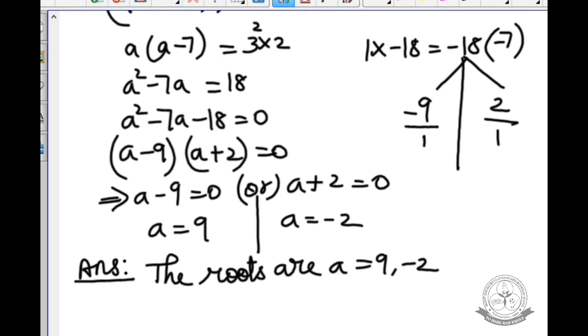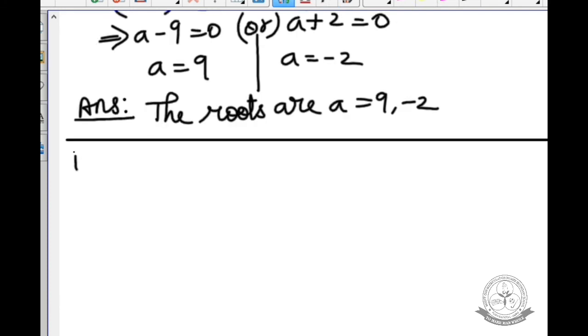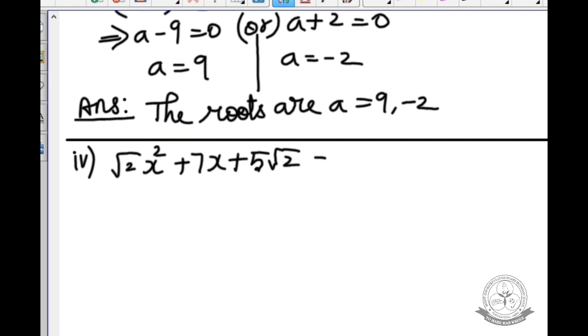Now fourth subdivision: square root of 2 x squared plus 7x plus 5 root 2 equal to 0. It is a quadratic equation in the variable x. The x squared coefficient is root 2, the x coefficient is 7, and the constant term will be 5 root 2.